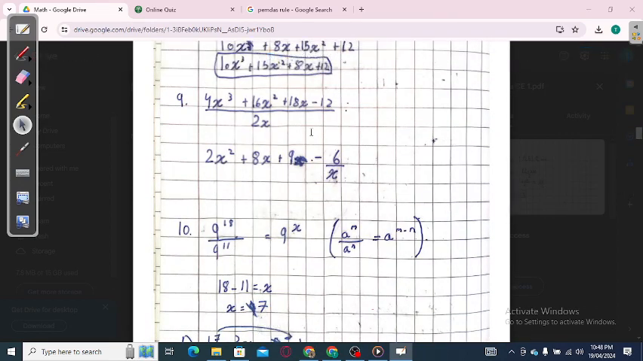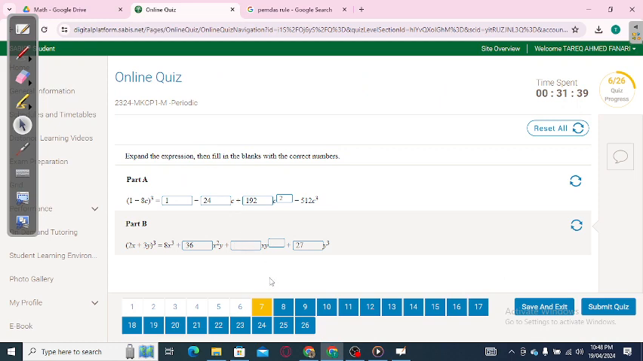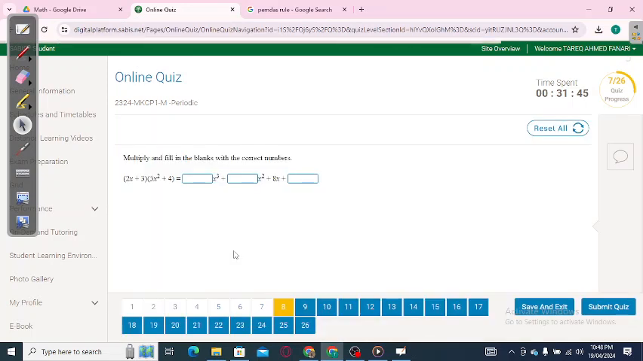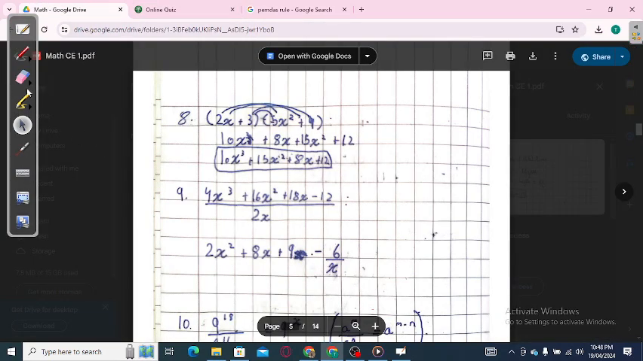Off to question 8, which I'll just get ready. So this was 54xy squared. Okay, this is the distribution of the parentheses. What you do, this looks messy, but what you do is you distribute the values.